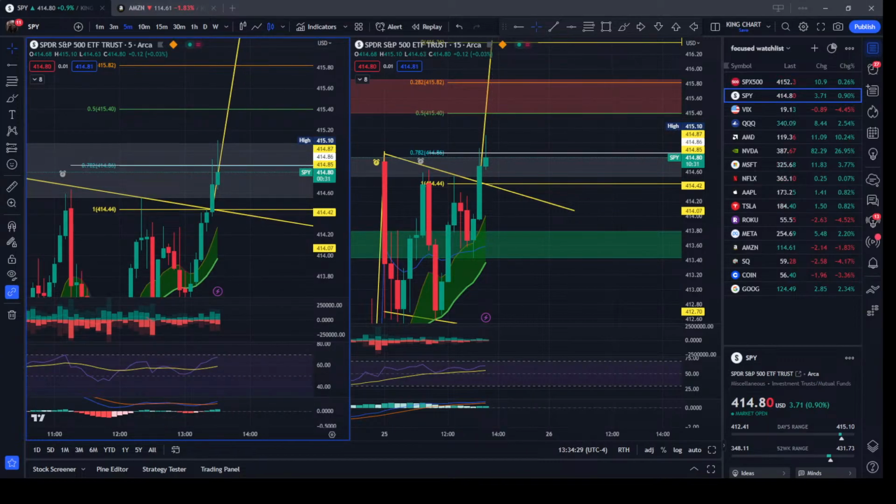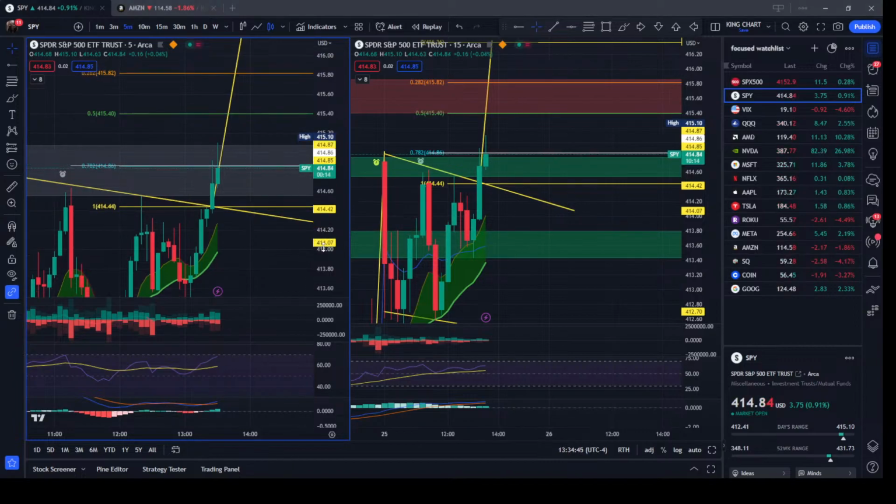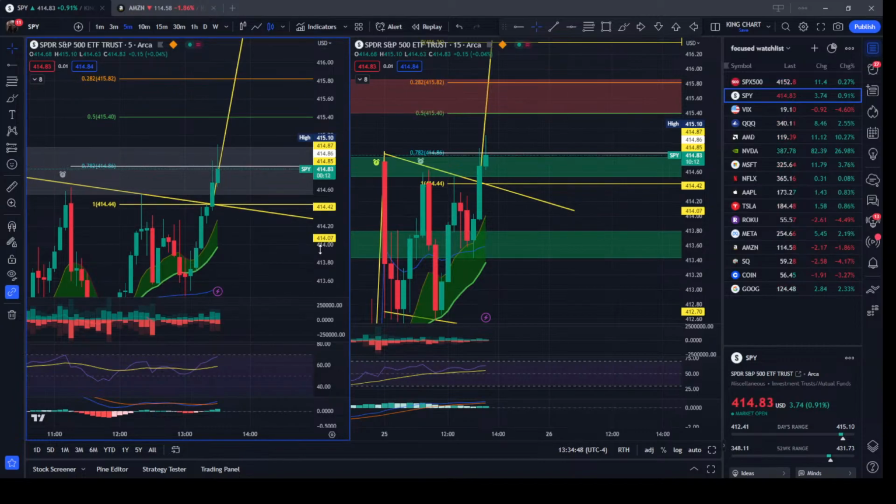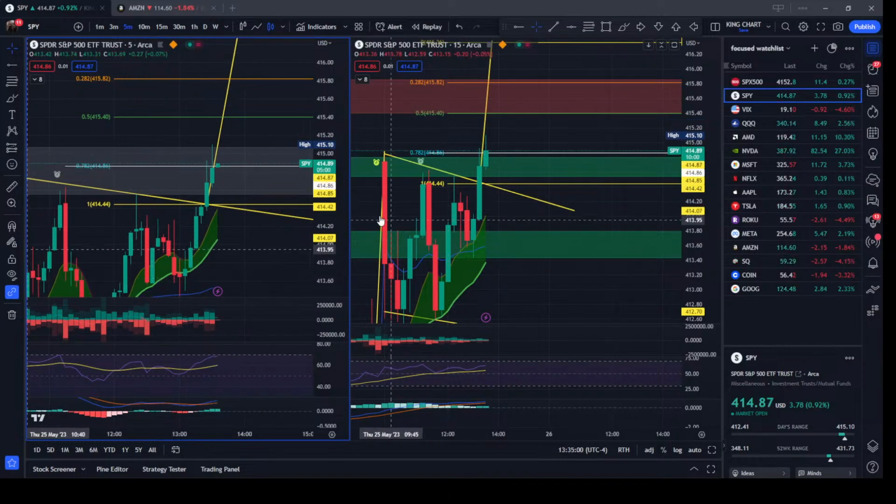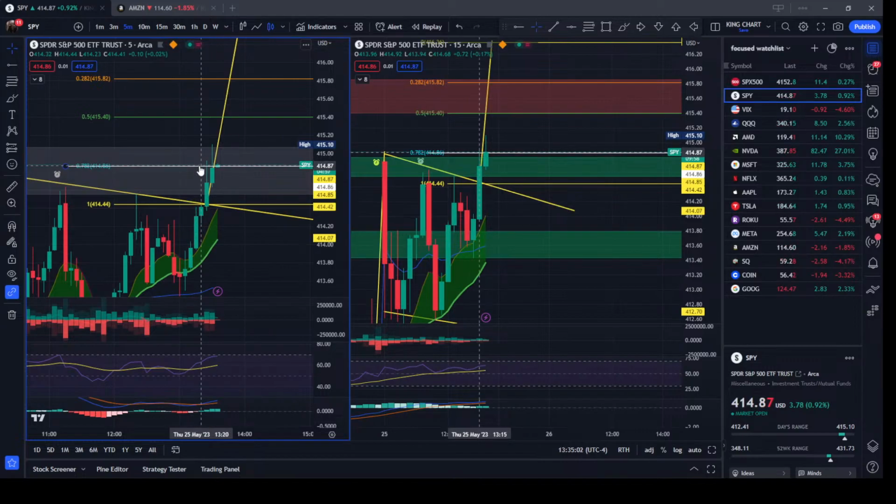If you're in 0 DTEs, these are up about 15%. I'm in 1 DTEs, so these are up only about 4%. Yeah, so let's see, we got 10 seconds. Let's see if we can close over this line. Come on, come on. Push! Okay, it pushed over. I'll stay in.